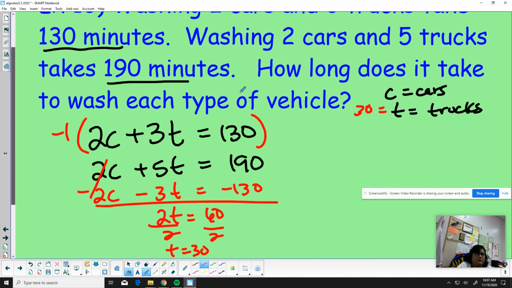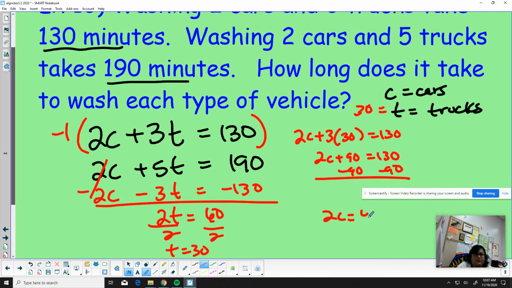How long does it take to watch each type of vehicle? Well, it takes 30 minutes for a truck. So to figure out the car, I'm going to plug back in. I think I'm going to do the top one. 2C plus 3 times 30 equals 130. So that's 2C plus 90.